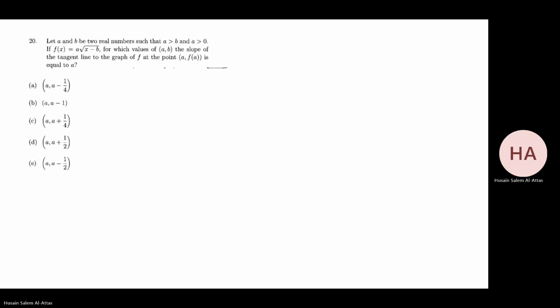If a and b are two real numbers, so that a is greater than b and a is greater than 0, this is f of x equals a square root of x minus b. For which values of a and b is the slope of the tangent line at this point equal to a? I want the slope of the tangent line at this point, which is f prime at a equals a. You're saying when this is correct. Not a and b are real numbers, huh? They are just numbers, the variable is x.